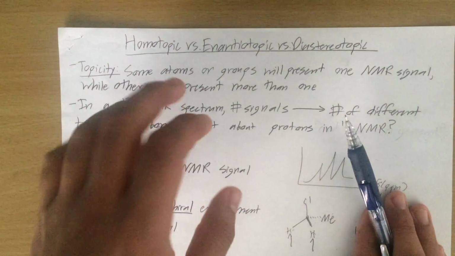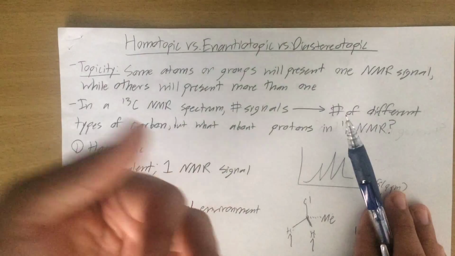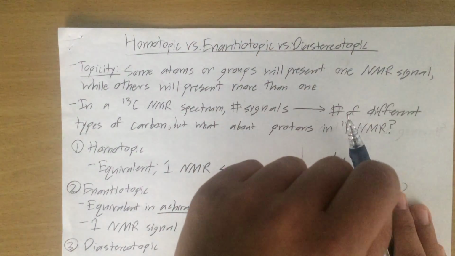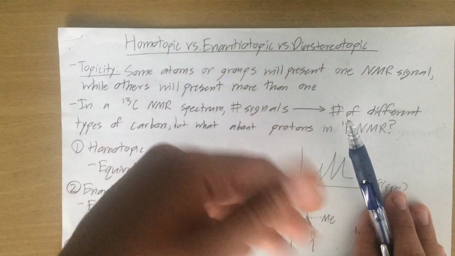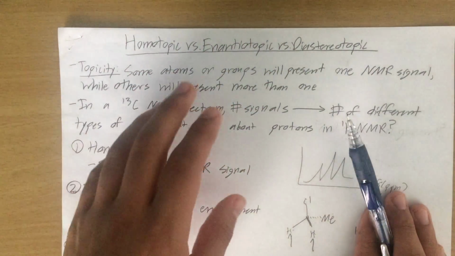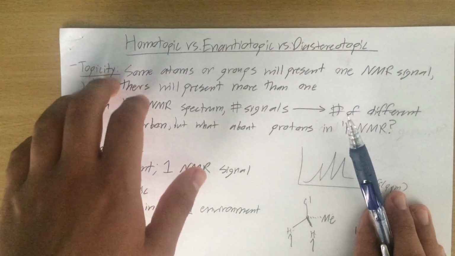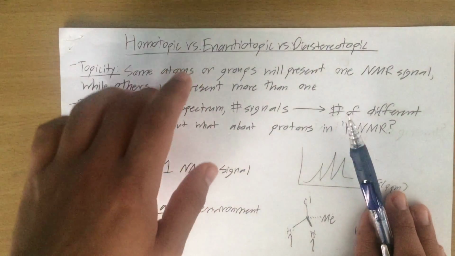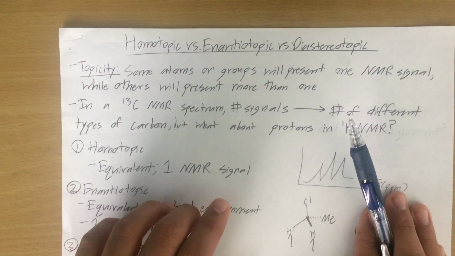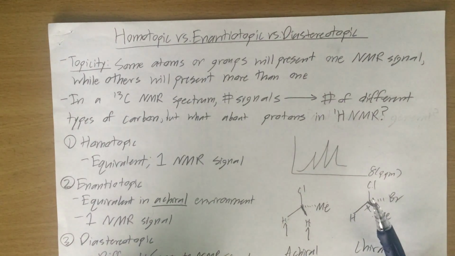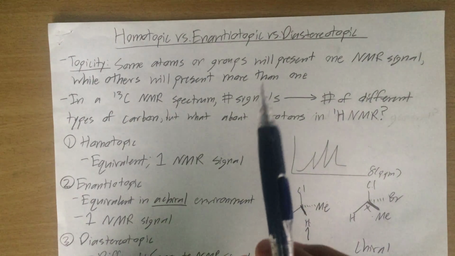Alright, so first we're going to be covering a brief definition of topicity, which states that some atoms or groups of atoms are going to present one NMR signal, while others present more than one. For the ones that present only one NMR signal, that means they're in chemically equivalent environments, and they show NMR peaks at the same chemical shift. But the groups of atoms or atoms that present more than one NMR signal are not in chemically equivalent environments, and as a result, they will display their peaks at different chemical shifts.